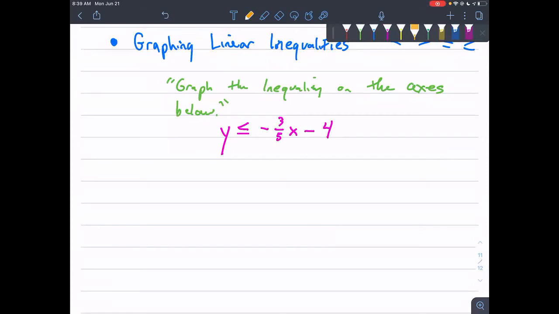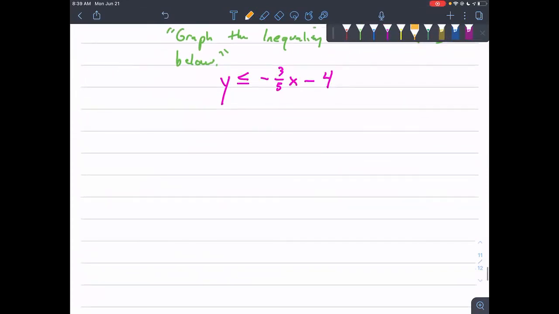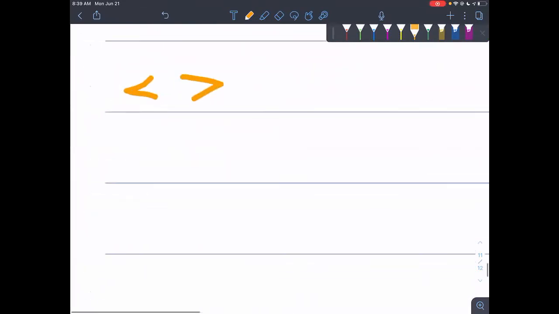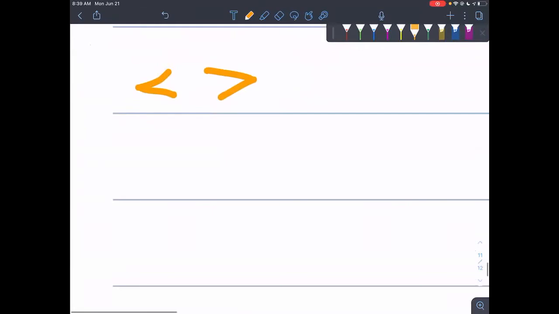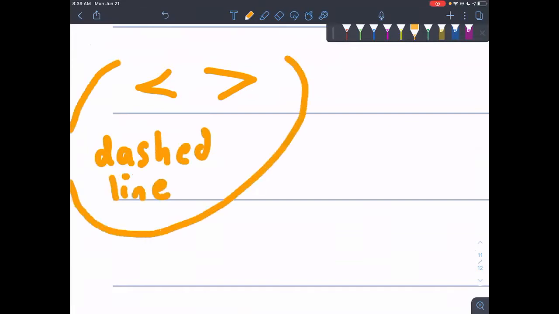Couple things I want to highlight here. If you've got either one of those symbols, less than, greater than, this is going to be a dashed line. So you'd have a linear line, but it'd be dot, dot, dash, dash, dash, dash all the way, rather than the solid line that you typically see. Inequality is a little bit different. So dash.